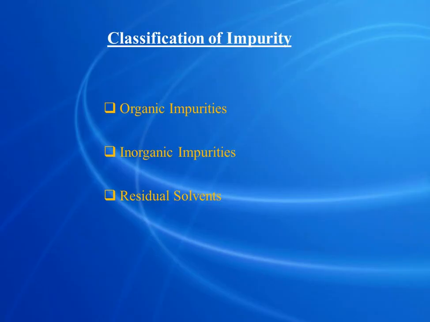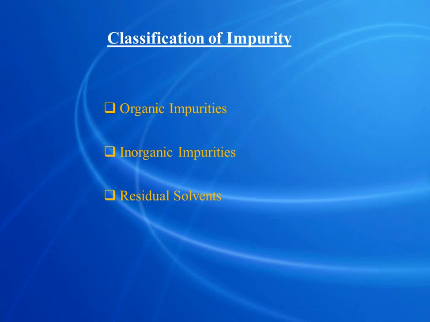Classification of impurity. According to ICH guidelines, impurities are classified in three categories: organic impurity, inorganic impurity, and residual solvent impurity. Organic impurity arises during manufacturing process or storage of drug substances. The subcategories of organic impurity are starting material or intermediate. Intermediate is generated during multi-step reaction.